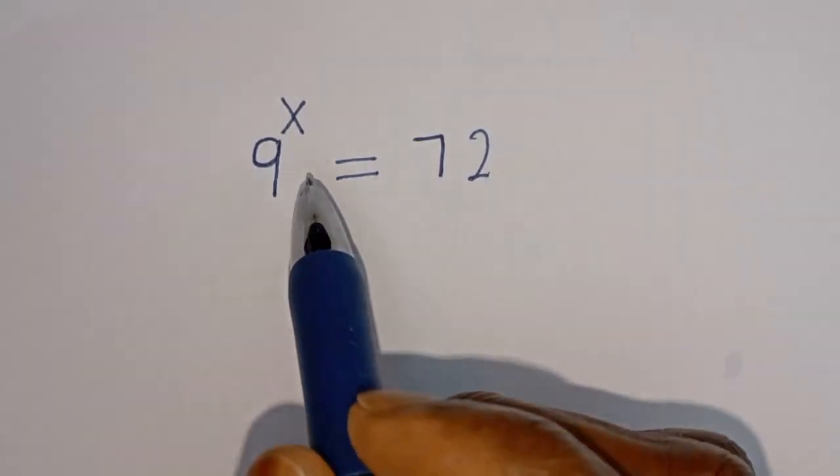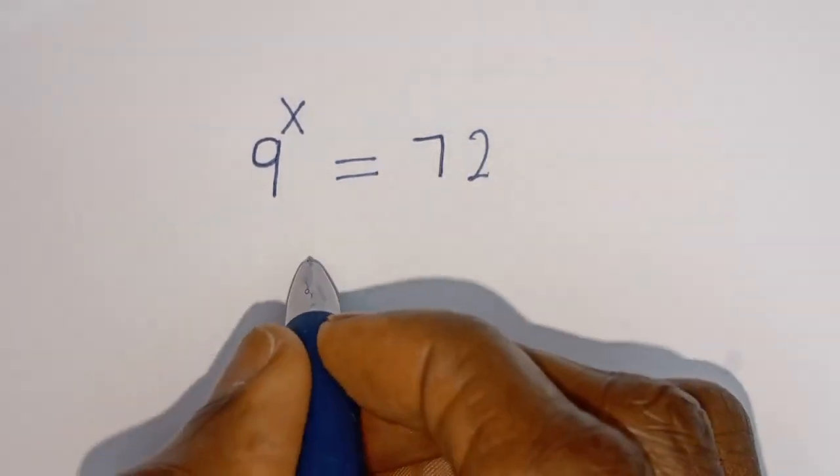Hello, how to solve this nice math problem? 9 to the power of x is equal to 72. Solution.